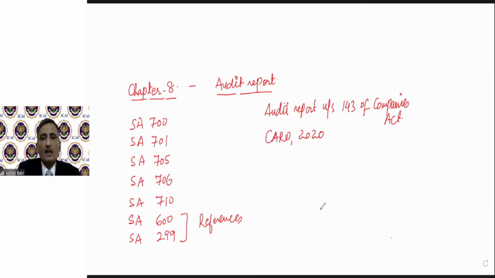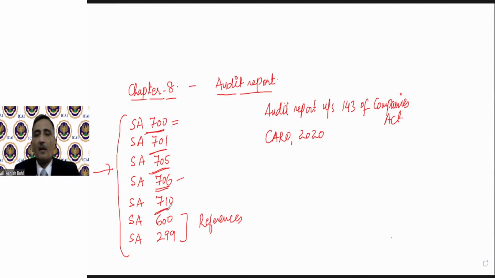So students, this chapter basically deals with these standards. These are the names of standards which we are going to study in this chapter. SA 700 deals with the auditor's responsibility to form an opinion on financial statements, and it details the form and content of the audit report, that is, what should be included in the audit report. SA 701 relates to key audit matters. SA 705 relates to the modification of opinion. SA 706 relates to emphasis of matter paragraph and other matter paragraph. SA 710 relates to comparative information.